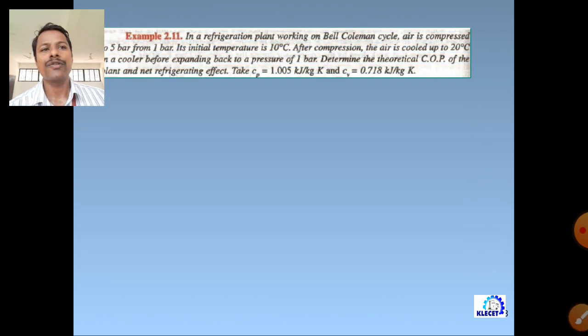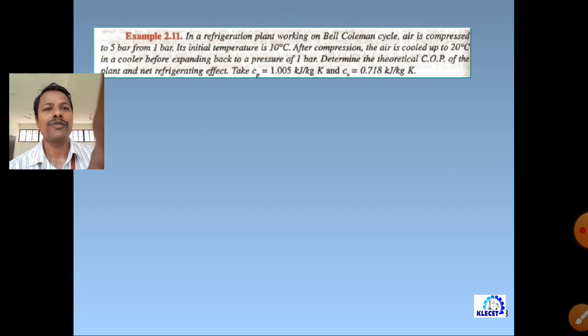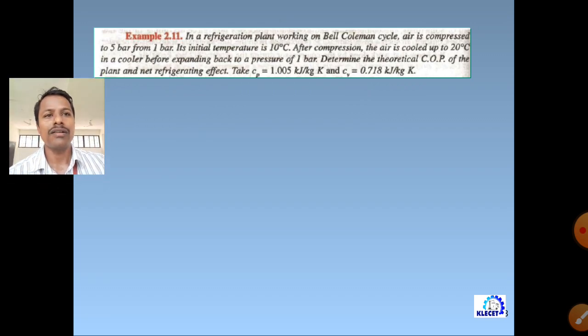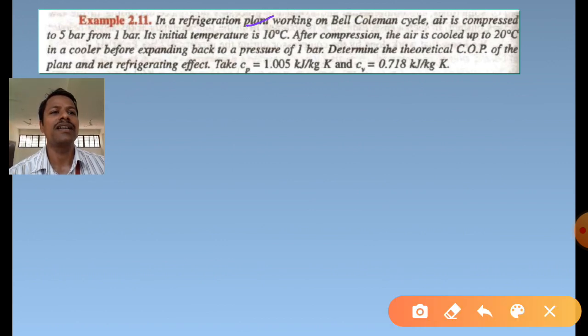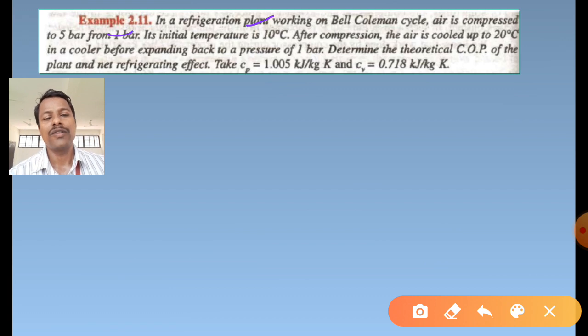Now let us look into the numericals. A few numericals we can solve on the Bell-Coleman cycle. So the first numerical is, let me read the statement first. In a refrigeration plant working on a Bell-Coleman cycle, air is compressed to 5 bar from 1 bar. So we saw in the schematic diagram, we compress the air from P1 to P2. Here the final pressure is 5 bar, that is P2 is equal to 5 bar, and the initial pressure is 1 bar.